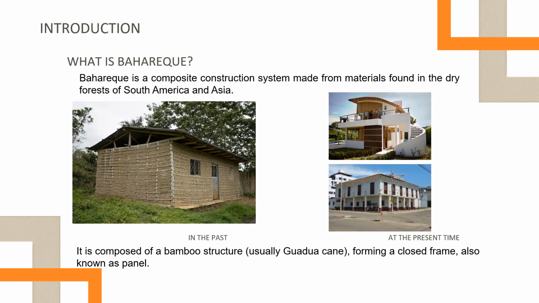So this was in the past, as you can see here, and here is the present time, where there are some houses that you can compare with concrete houses or with steel. It is composed of a bamboo structure, usually guadua cane, forming a closed front. This is also called a panel.